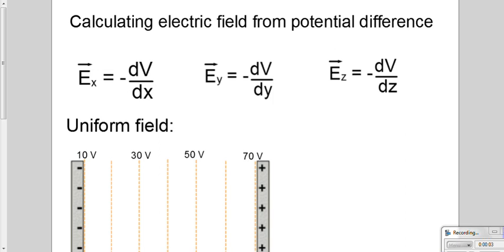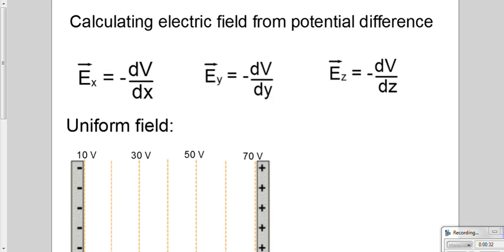Welcome to this video. We're going to use this one to describe another relationship between electric field and electric potential difference. In a previous video, I showed how you could calculate the potential difference if you knew the electric field. It involved multiplication, or in the case of a non-uniform field, that multiplication turned into an integral, a calculus idea. So we're just going to do the opposite in this case.